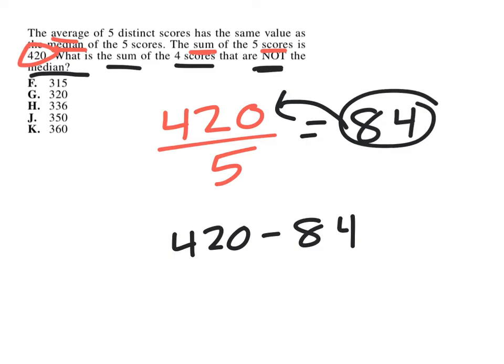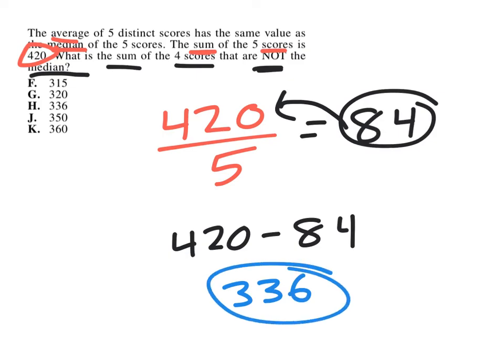Nope, excuse me. That would be 336. So the sum of the 4 scores without the median, that was 84, would give 336. So the correct answer is H.